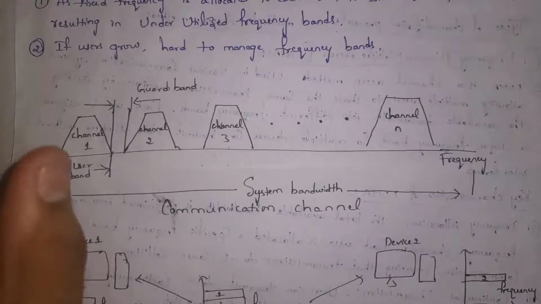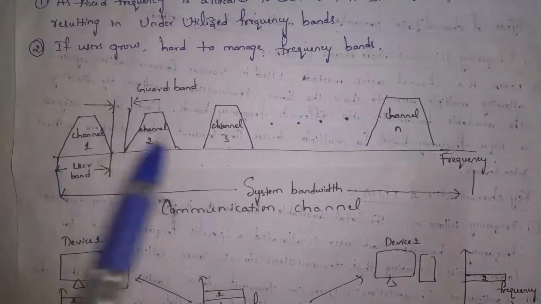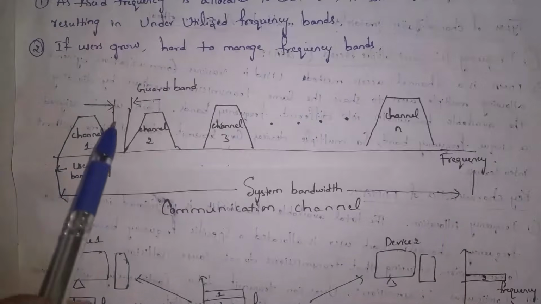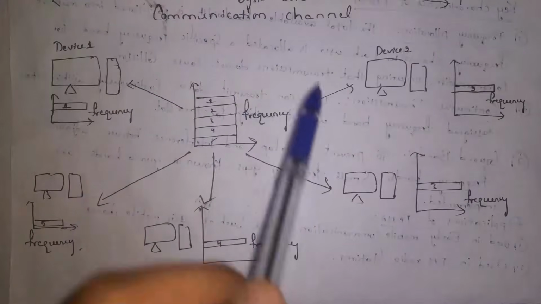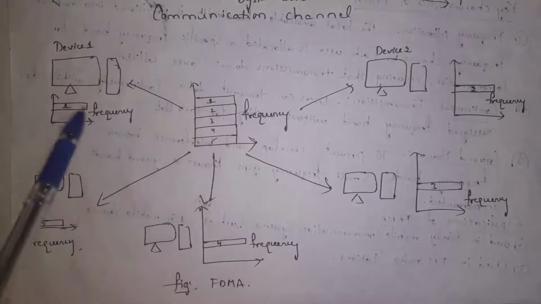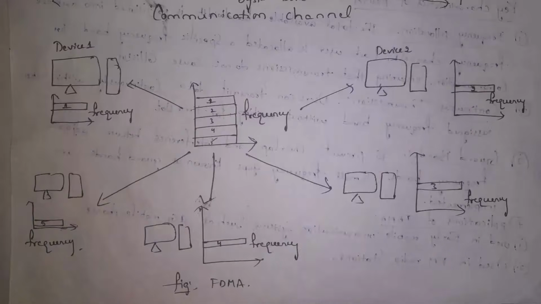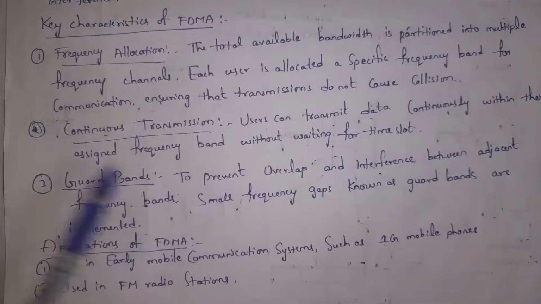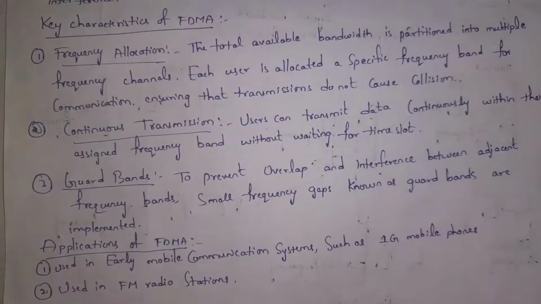For each and every channel, we need to leave a small gap. If we leave a small gap, two channels will not interfere. That is why we need to give a small gap between each and every channel. We call this gap a guard band. For example, this is the entire frequency that the communication channel will support. This entire frequency is divided into smaller channels. Each user will get one frequency. As each device gets one frequency, by using that frequency, the device can communicate. These are the characteristics of frequency division multiple access. And the first one is frequency allocation.